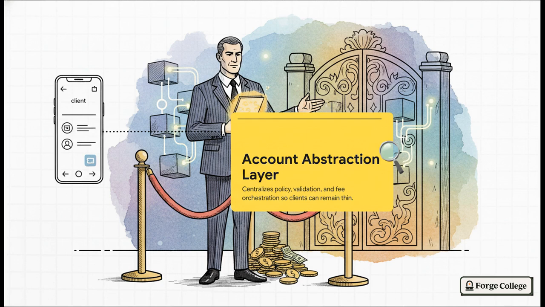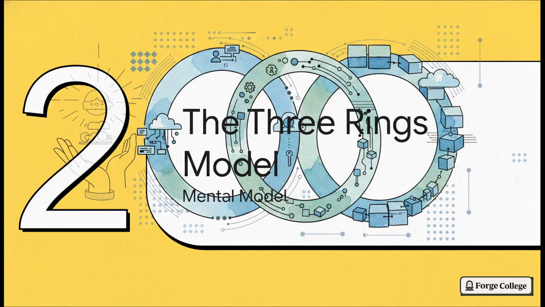I want you to think of this layer as the ultimate middle manager or maybe the VIP bouncer at a really exclusive club. It sits right there between the client and the blockchain. Its entire job is to check the IDs, validate the policies, pay the cover charge, or the gas fees in this case, and orchestrate the whole process so that the client UI doesn't have to sweat any of it. By centralizing all this complex logic here, we keep the wallet client beautifully thin and focused entirely on a seamless user experience.